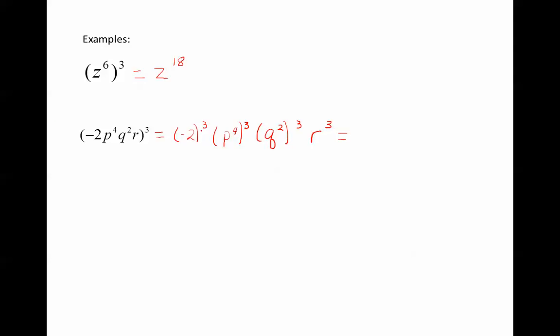Now you have to work -2 to the 3rd out. That is a base to a power, so you have to multiply -2 times itself 3 times. -2 times -2 is 4, and 4 times -2 would be -8. And then here multiply your exponents because you have a power to another power, so it's p to the 12th. And the same thing on the q's, q to the 6th. And then just bring your r to the 3rd over. So that one would be -8, p to the 12th, q to the 6th, r to the 3rd.